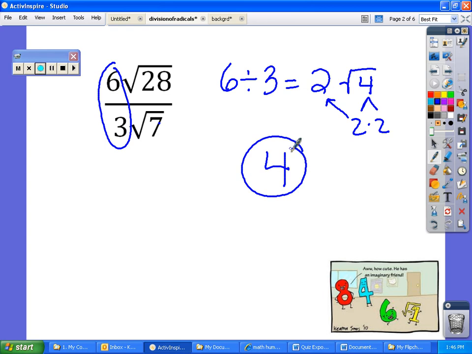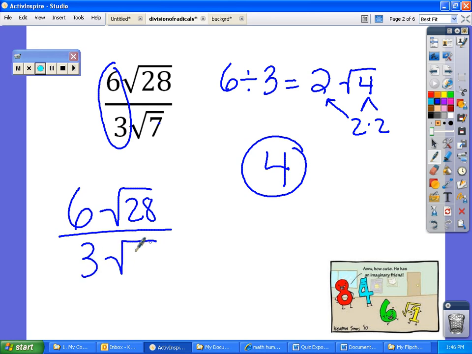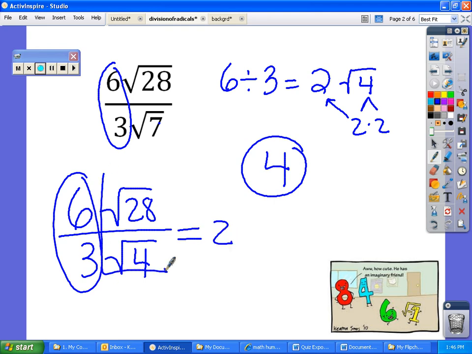Now let me change this slightly just so you can see the difference. I could have had 6, the square root of 28, divided by 3, the square root of 4. And in this case, I would have done 6 divided by 3, which is 2. And 28 divided by 4, which is 7. 2, the square root of 7. Just another example.